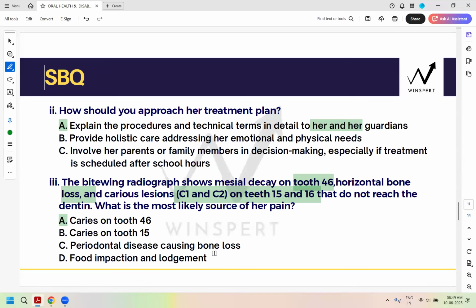Periodontal disease causing bone loss will have very mild discomfort, and doesn't give you immediate localized TOP, tenderness on percussion, and spontaneous pain. Food impaction and lodgement also gives you that pressure feeling, but not immediate TOP and spontaneous pain. The caries, which is the mesial cavity on 4/6, is leading to that pain. So best answer is A.